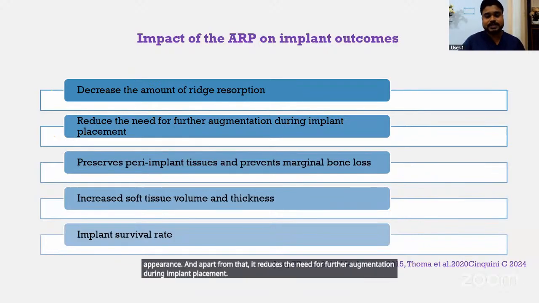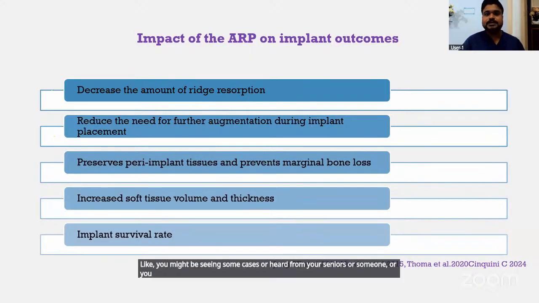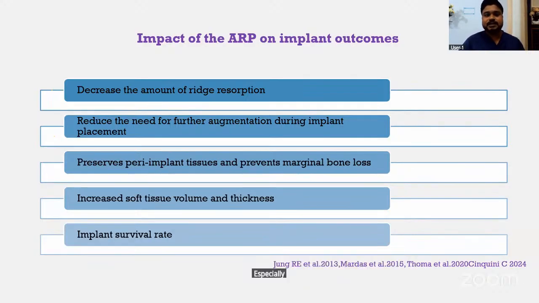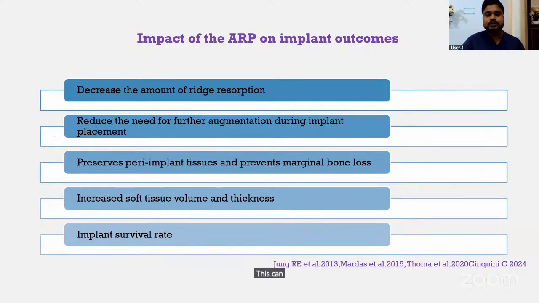You might be seeing some cases, or heard from your seniors, or you might be doing some cases where, while placing implants, especially in the anteriors and even in the molars, we have to do additional bone grafting like GBR in that area. While doing this, a second bone resorption of the graft also happens. So in those cases, if we do ARP, this can be reduced or minimized.